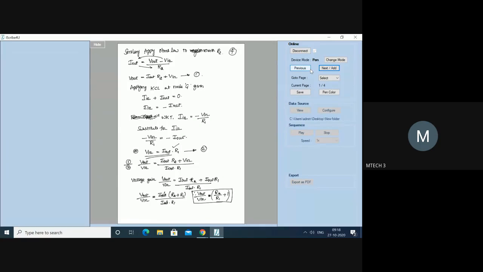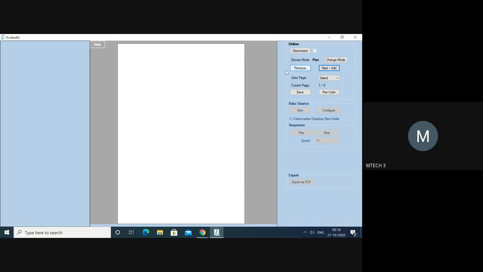Generally these questions are going to be asked in the exam, maybe for 6 or 8 marks. That is the inverting amplifier and non-inverting amplifier. Next we'll go further. Write the circuit on the fifth page.